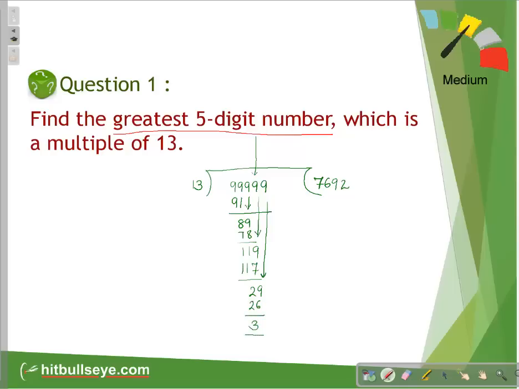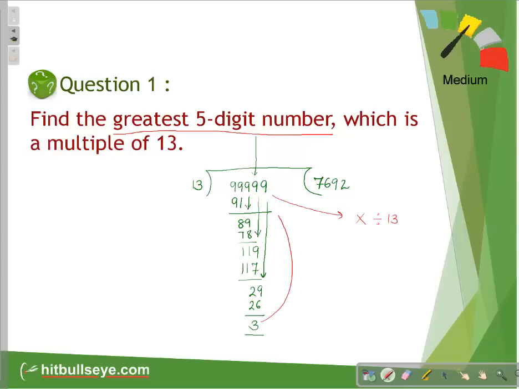So you can see that 3 is the remainder when 5 times 9 is divided by 13. We are getting quotient as 7692, and what is the remainder we are getting? That is 3. So of course we can say that this number is not divisible by 13, but we want a number which is divisible by 13. So how can we do that?